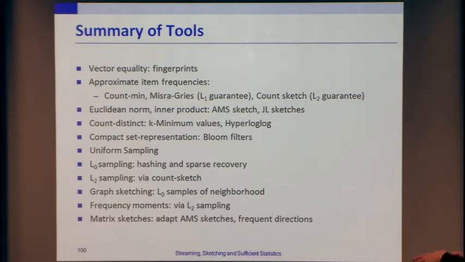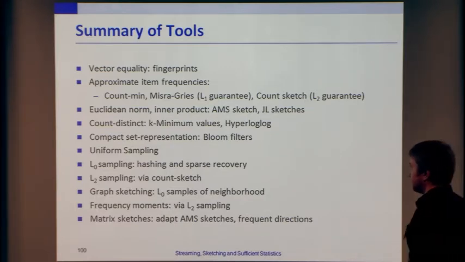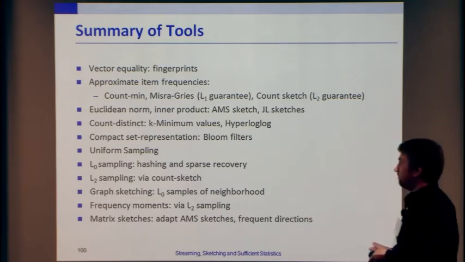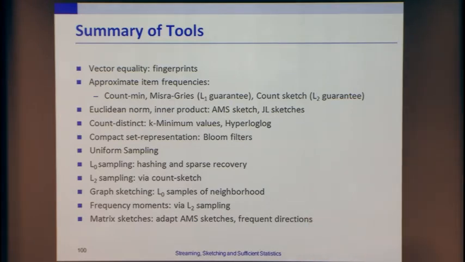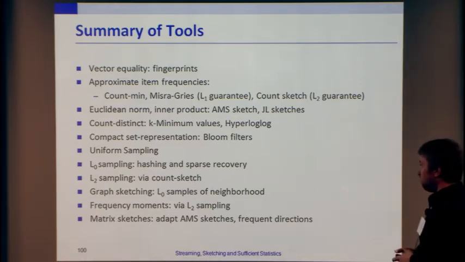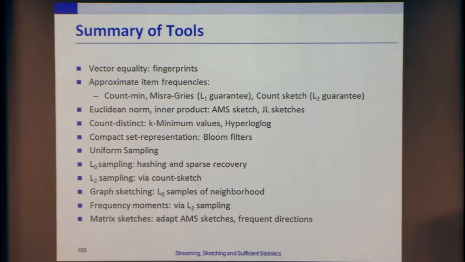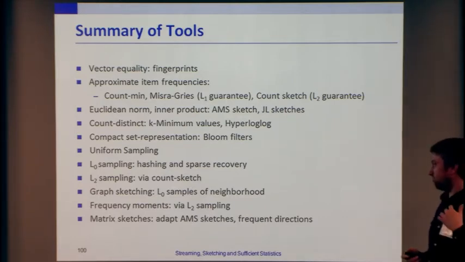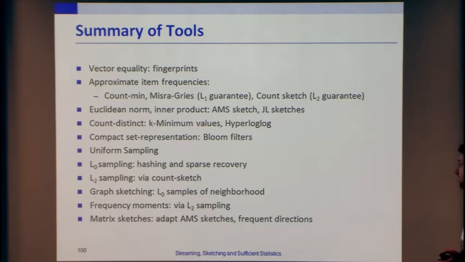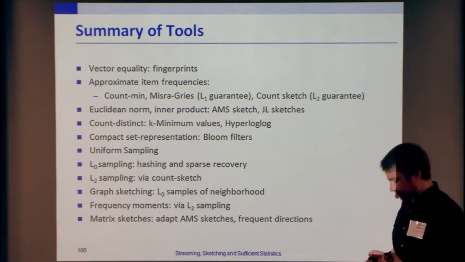There's actually quite a lot of things that we understand how to do in this setting. We can do vector equality via fingerprints. We can recover entries of vectors via sketching techniques. We can estimate Euclidean norm and inner products. We can look at distinct elements F0. We can approximately recover sets. We can do uniform sampling. We can do L0 sampling, L2 sampling. Using those techniques, we can do graph sketching, frequency moments, and we can sketch matrices.